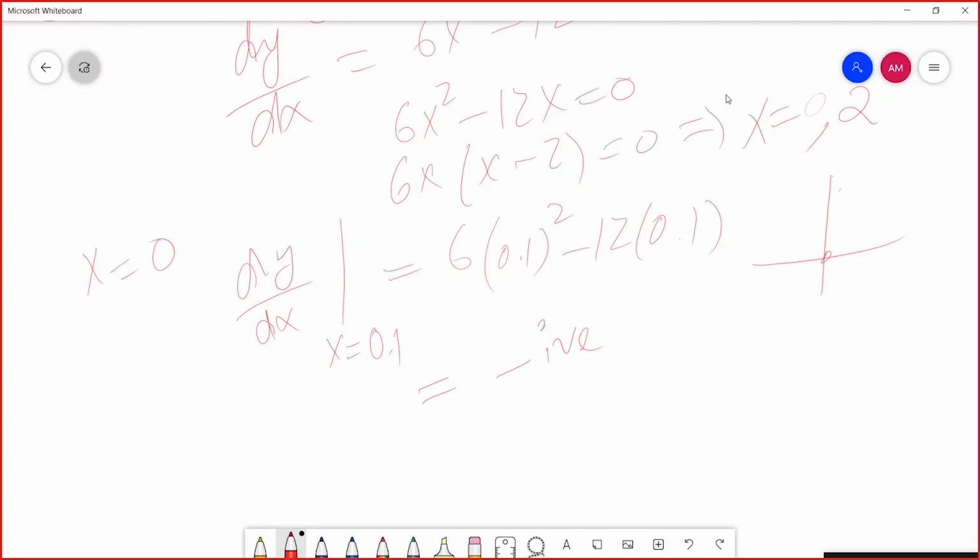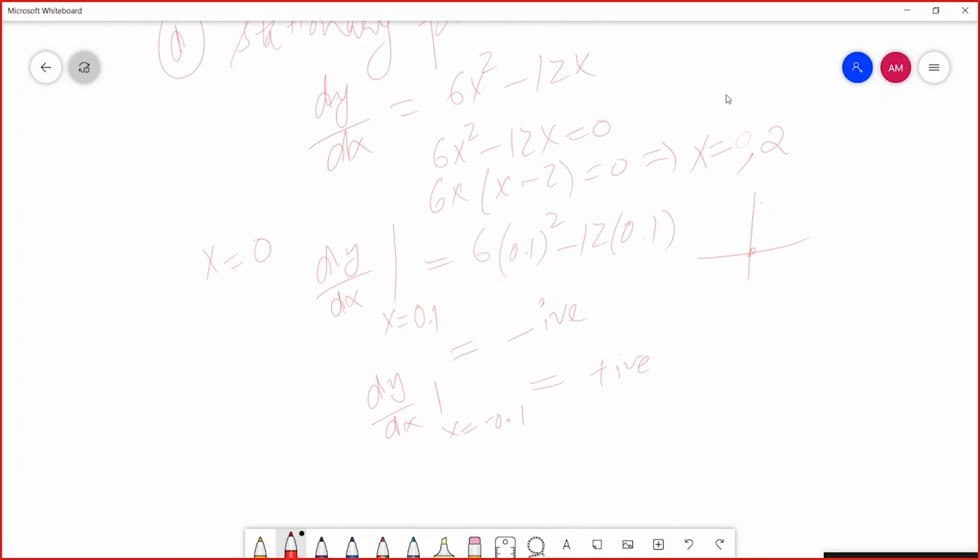So it's negative, 1.14. We are just concerned about the sign, so it means it's negative. And what if we put dy upon dx at x is equal to minus 0.1? We have to see the sign: 6 times (minus 0.1) squared minus 12 times (minus 0.1), which gives a positive.